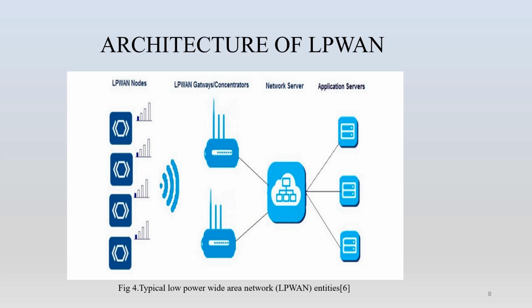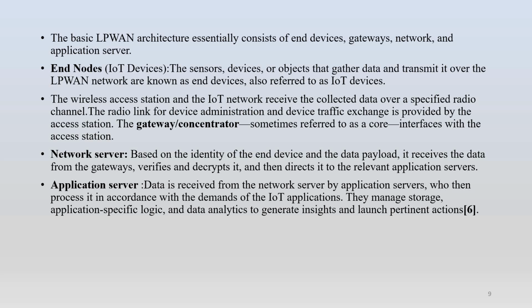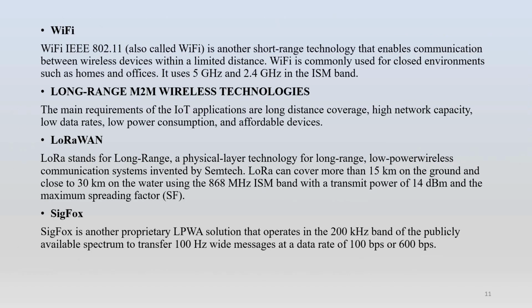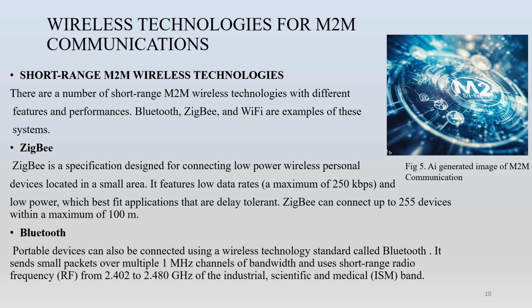And coming to the application server, it processes the data according to the demands of the IoT application. So these are the explanations about the architecture of LPWAN. And so coming to the wireless technologies for M2M communications, the wireless technologies are of 2 types, mainly short range M2M wireless technologies and long range M2M wireless technologies. So coming to the first part, that is the short range M2M wireless technologies.